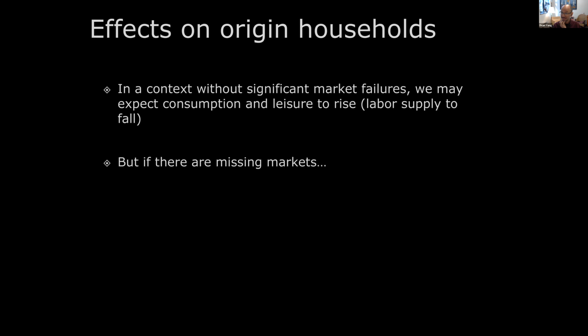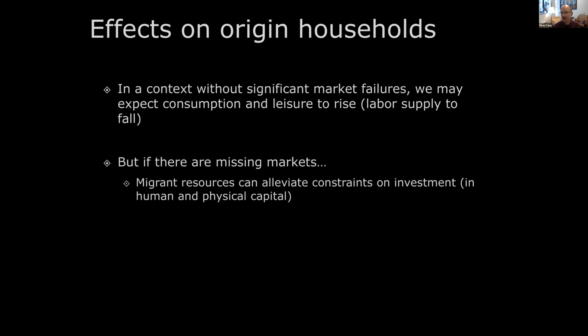Having said that, as development economists, we're used to thinking about missing markets. If there are missing markets, then we might get different predictions. We might expect, for example, that if there are constraints on investment, then migrant resources can alleviate those constraints. So we might see increased investment in human and physical capital.